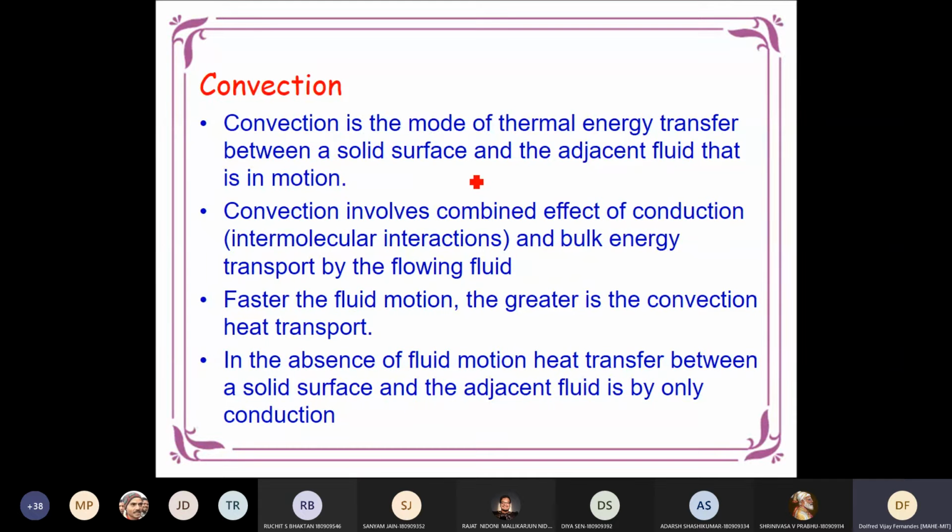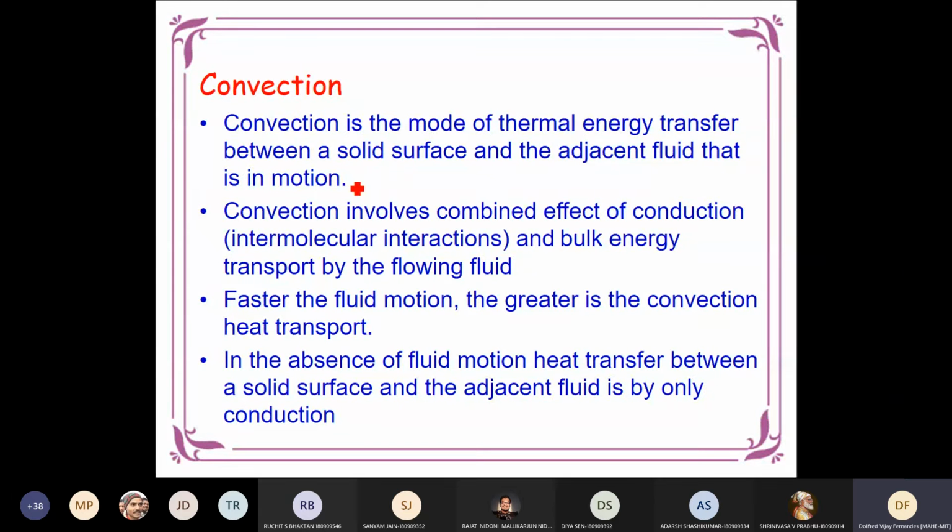But the job has been made very simple for you because existing correlations will only be used. In actual heat transfer analysis, you have to derive the correlations for the applications you consider. So convection is the mode of thermal energy transfer between a solid surface and an adjacent fluid that is in motion. If the fluid is in motion, then only we say it is convection. Understand clearly? The fluid should be in motion, then only it is convection.